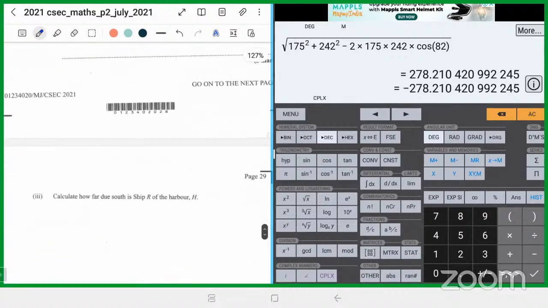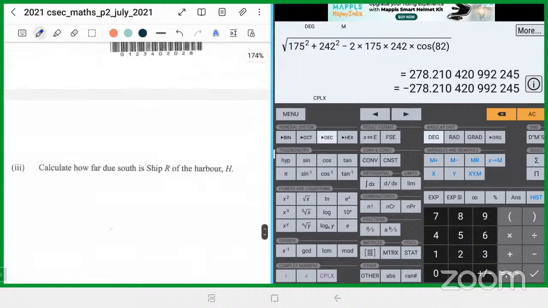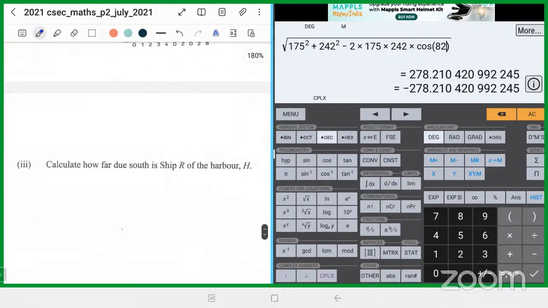It says, how far south? Aha, I like this one now. How far due south? Due south means towards the south. How far due south is ship R off harbor H? Now the word off also means from harbor H. How far south is it?